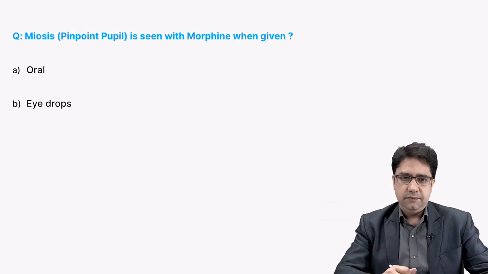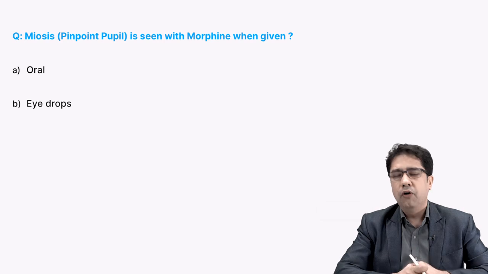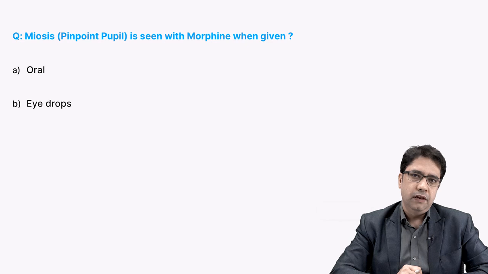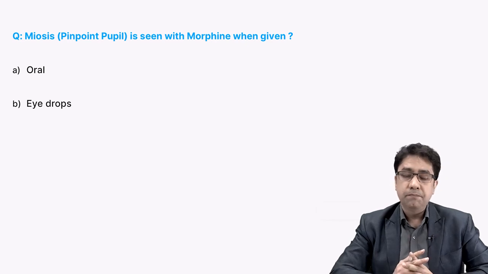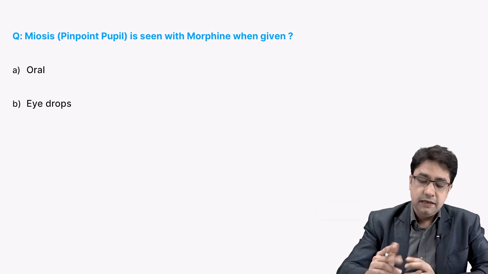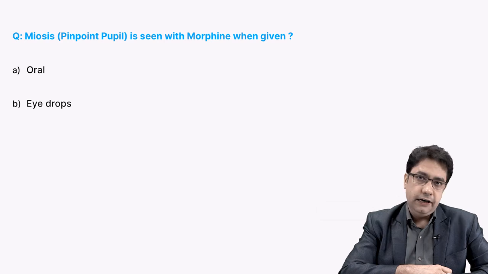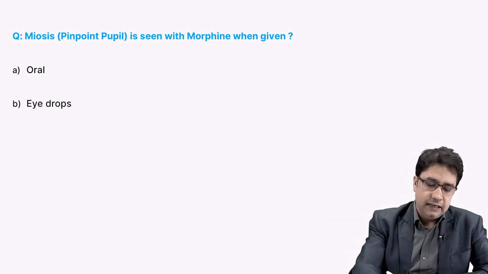Now one question: when we give morphine, morphine produces meiosis or pinpoint pupil. Now, morphine produces pinpoint pupil or meiosis by which route? Is it the oral route or eye drops? So, let's understand how morphine produces meiosis.